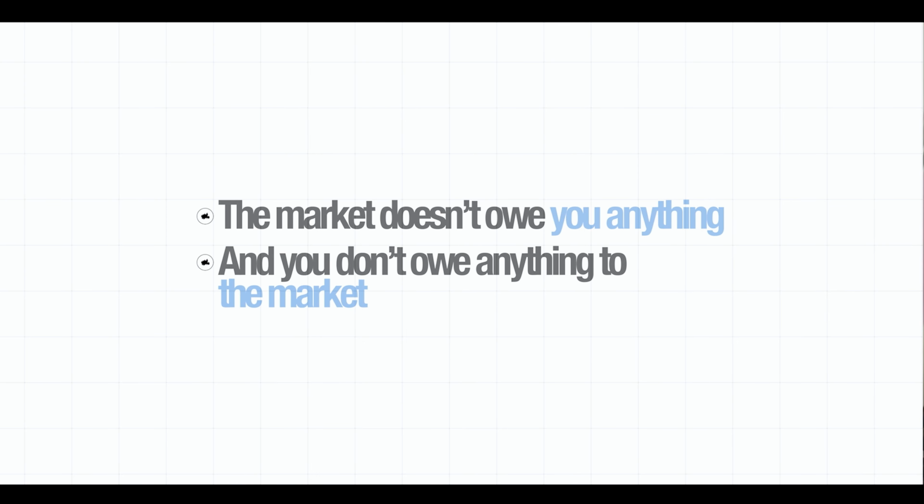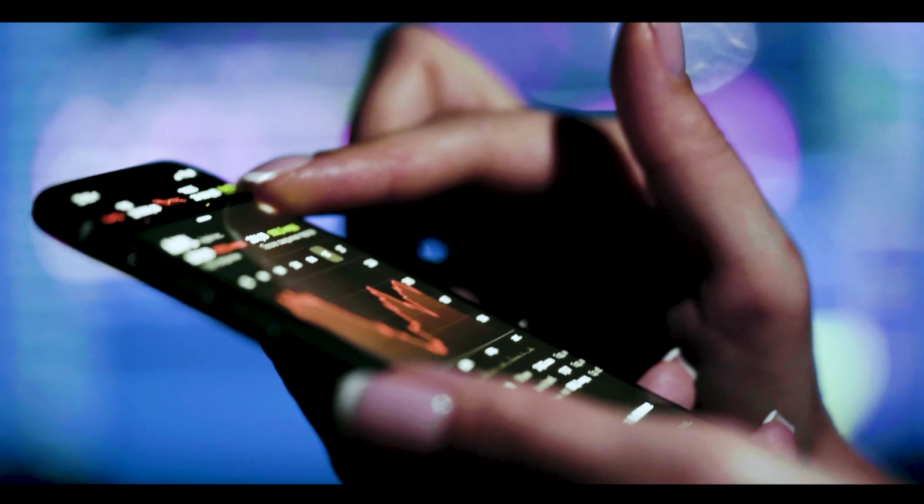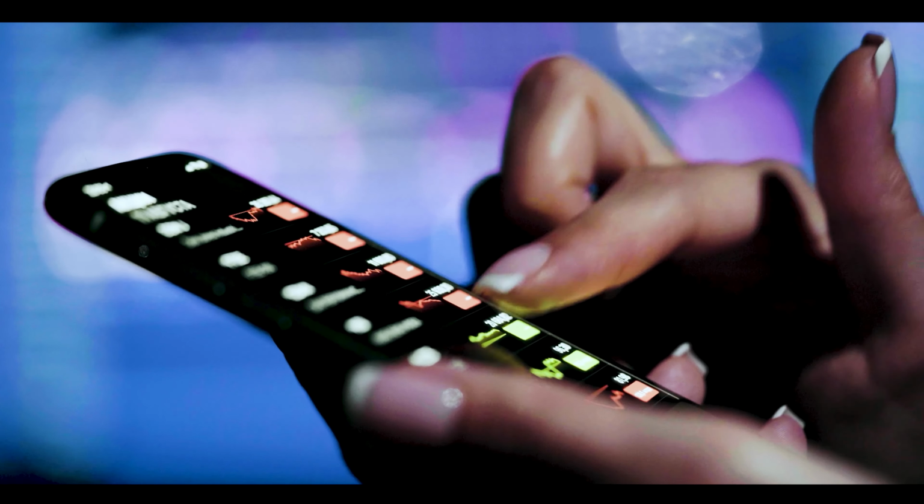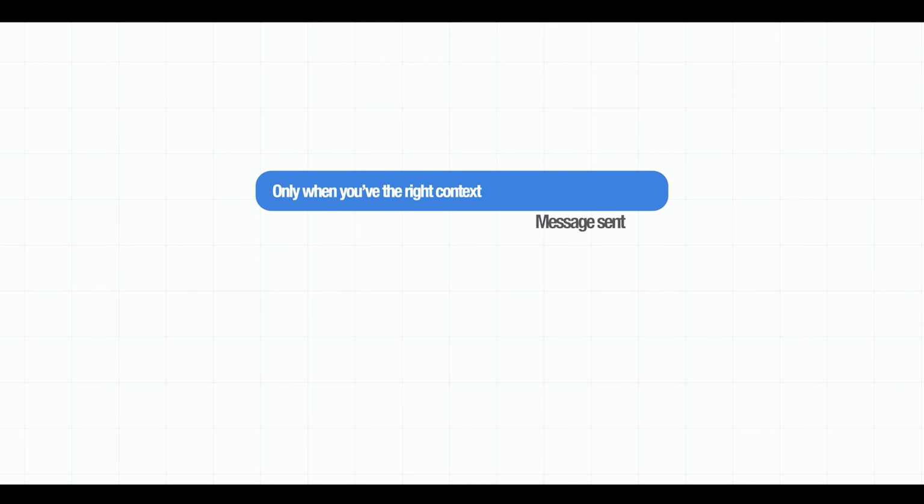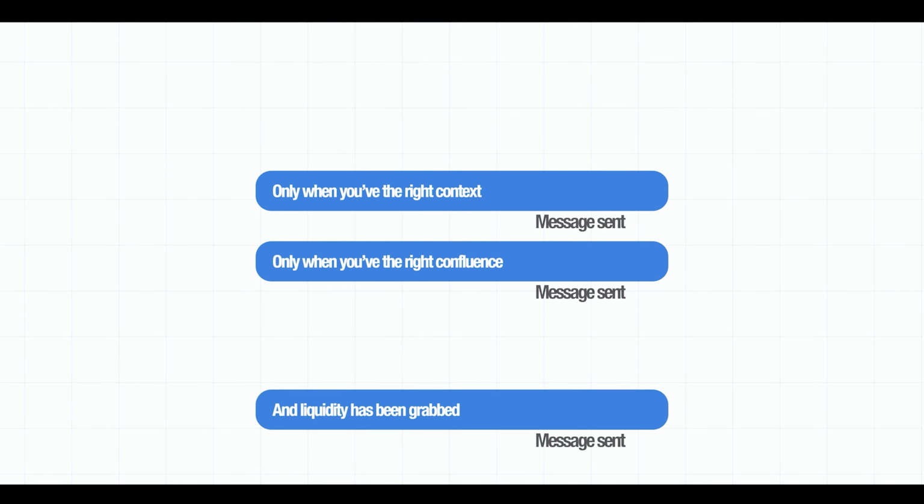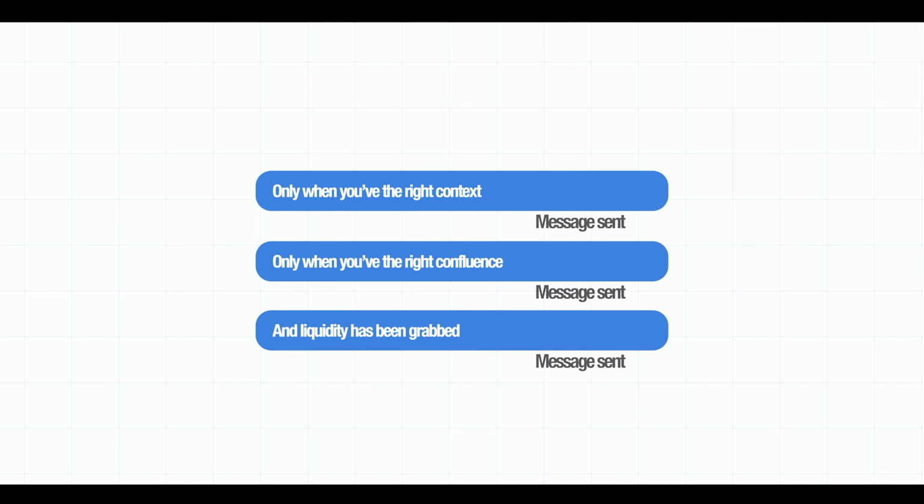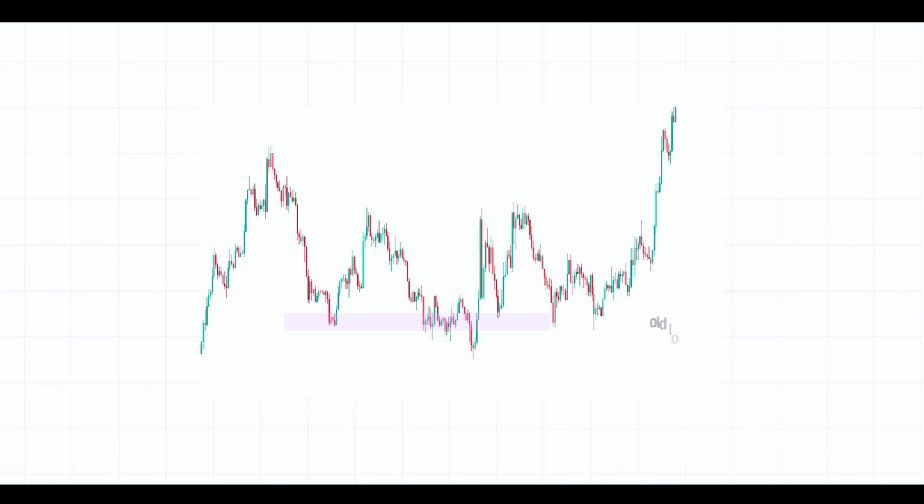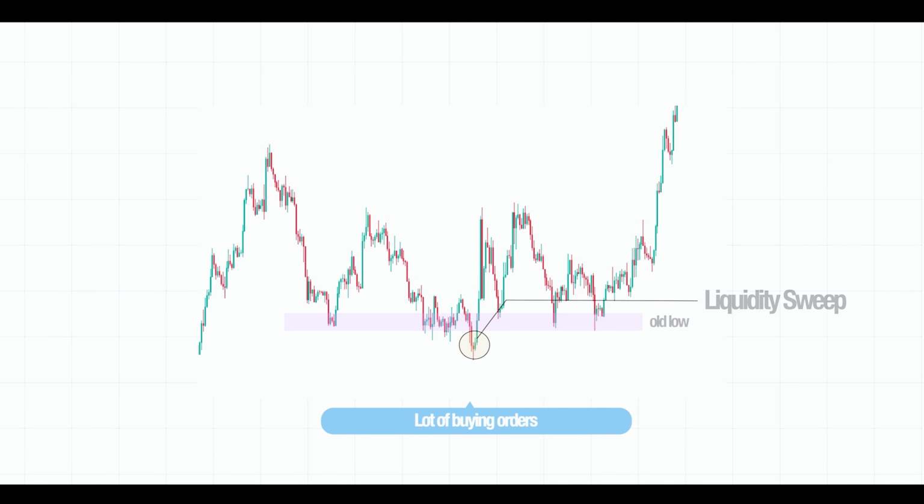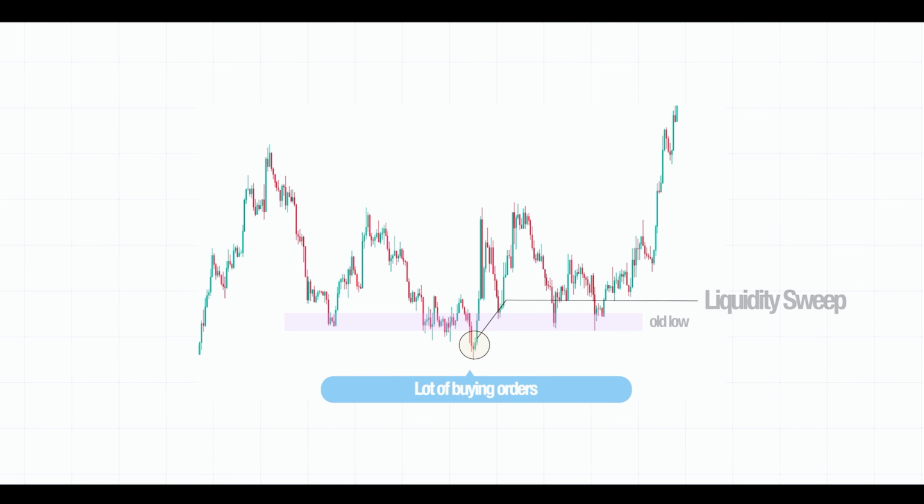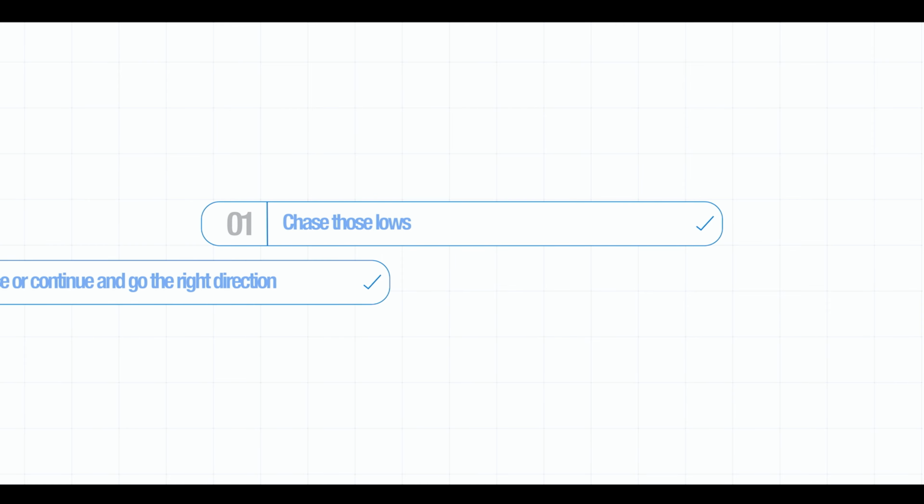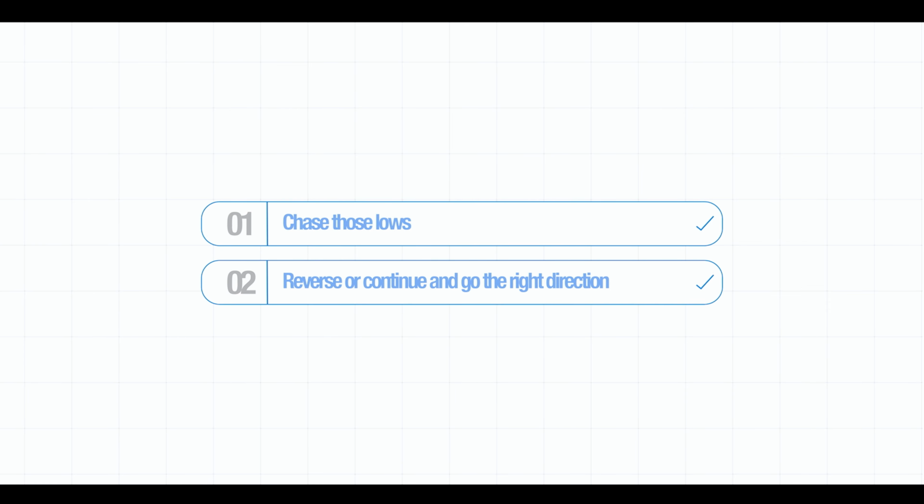But I hope that from this video you understood that the market does not owe you anything and that you do not owe anything to the market. But it is important that you are entering only when you have the right context, you have the right confluences, and the liquidity has been grabbed in the right moment. And I am sure that right now you'll go back to the chart and start drawing your lines, your previous high, previous low on the higher time frame, and you'll understand better why the market chased those highs and those lows and then reversed or continued to go in the right direction.